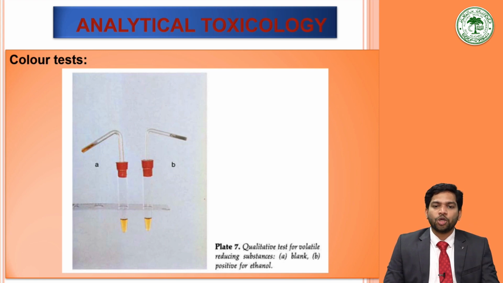Lightly stopper the tube and place it in the boiling water bath for 2 minutes. A change in color from orange to green indicates the presence of volatile reducing agents such as ethanol. So here in the picture you can see that the color change is not occurring. That means this doesn't contain the ethanol compound. Metaldehyde, methanol and paraldehyde may also give a positive result in this test.